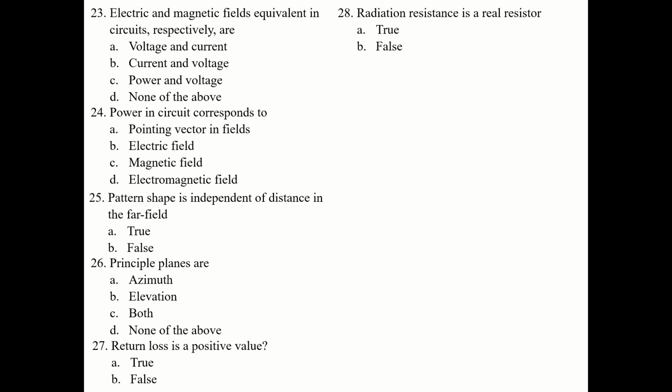Next is principal planes. In the spherical coordinate system there are two principal planes. You have to see which one of them. Next is: return loss is a positive value. This is where we get a lot of confusion, because there is a difference between reflection coefficient and return loss. Return loss and gain are opposite to each other. So think of that, then answer this question.